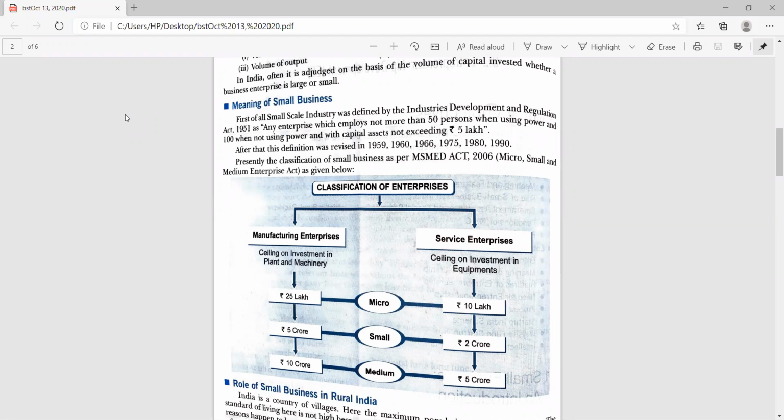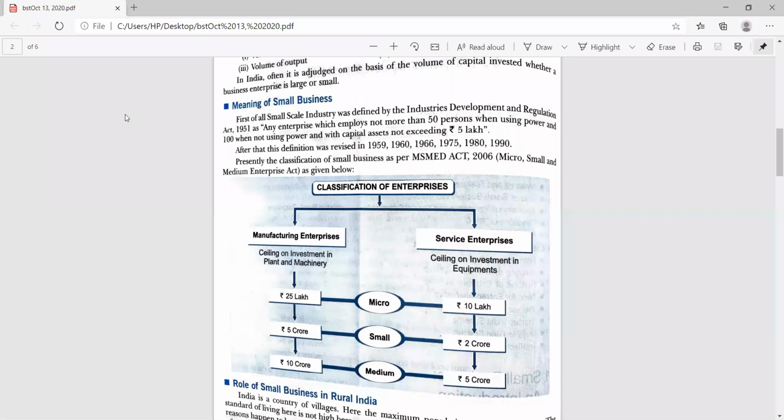As per the IDRA, the Industrial Development and Regulation Act 1951, if any enterprise employs not more than 50 workers when using power, and 100 when not using power, with capital assets not exceeding rupees 5 lakh, then it is known as a small business. And this definition is always revised year to year. Whenever changes take place, it is revised.